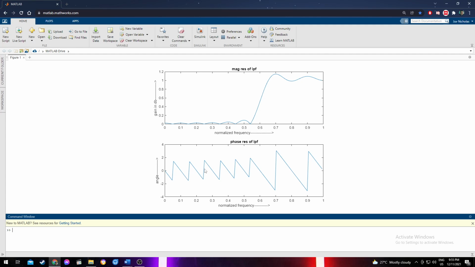For the phase response, we can see a smaller angle from 0 to 0.5, then it increases from 0.5 to 1, but it has the same frequency. So let's check the Hamming window.